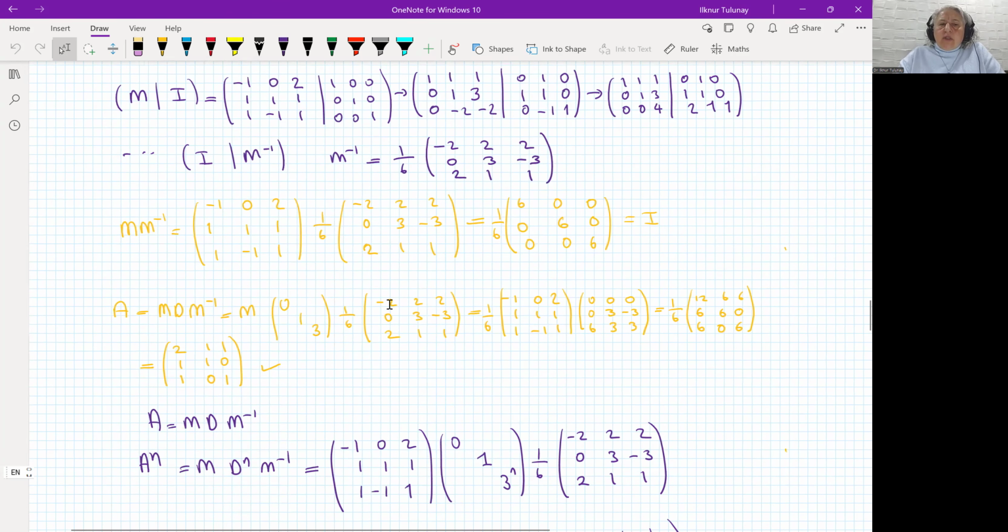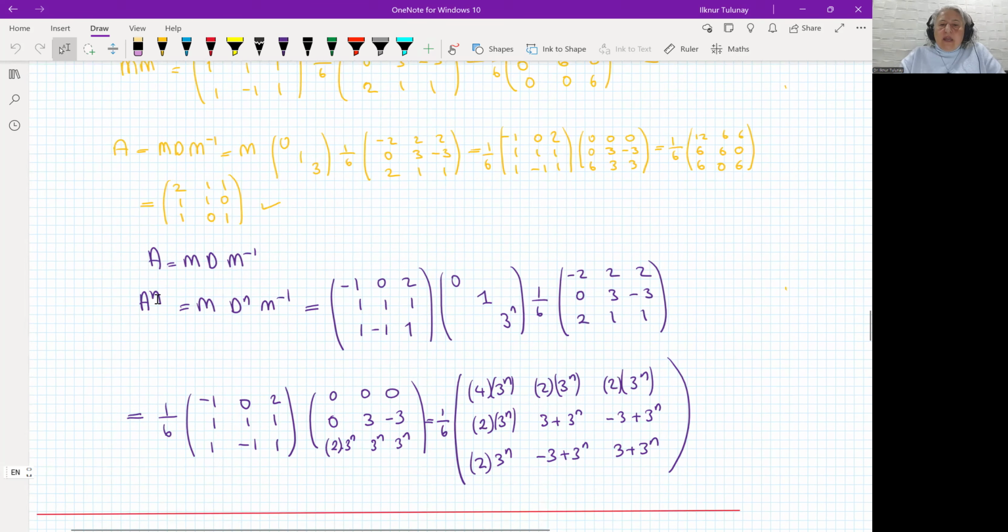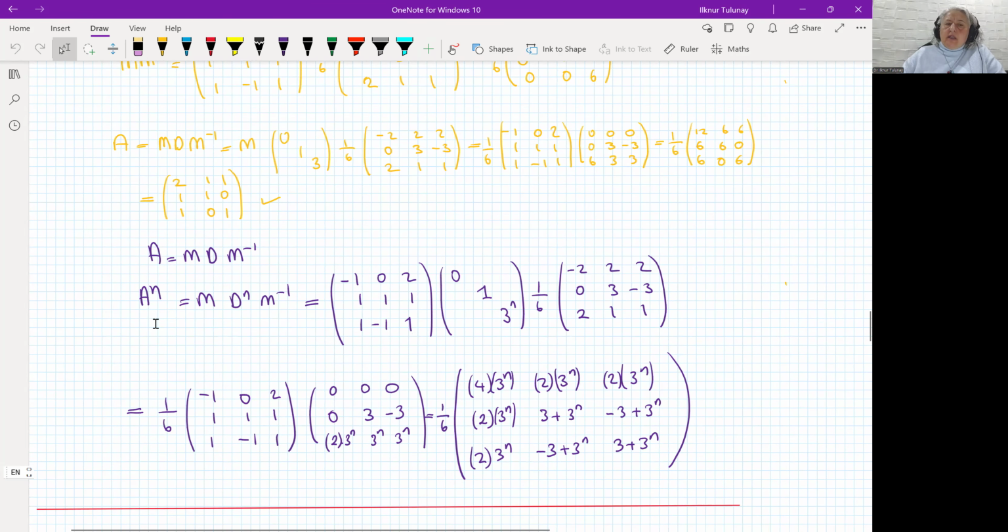And when we write it down, M D M inverse, you can do the checking as well. Write down these matrices and multiply them together, and you will find the matrix A, which means that you've done the correct calculations. This is the checking point. And if you want to calculate the nth power of this diagonalized matrix, as we've done in the theory, the nth power will be M, D to the n, and M inverse.